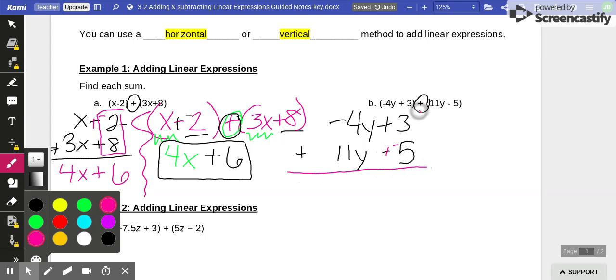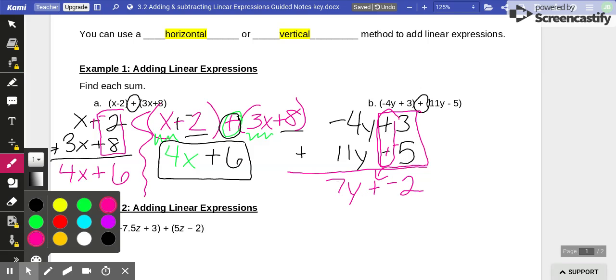So now I look here and I'm adding a positive 3 and a negative 5. So 3 plus negative 5 is going to give me a negative 2. I'm going to bring down a plus sign because that's what's here in the middle. And then I have negative 4y plus 11y. That would give me 7y.